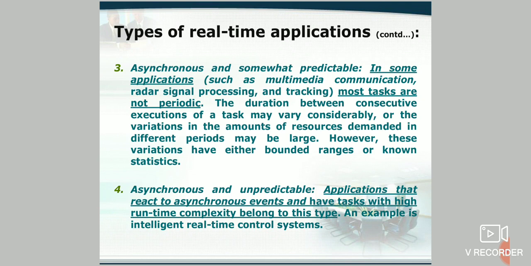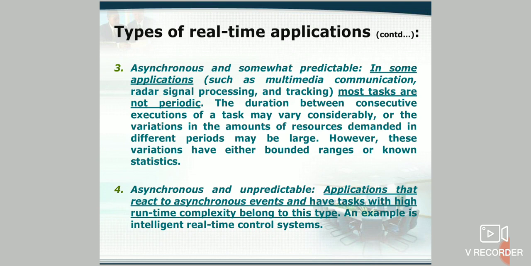Next is the asynchronous and somewhat predictable. In this category, applications like multimedia applications, radar signal processing applications and tracking systems have most tasks that are not periodic. Sometimes we use the radar signal for detection of an object, and we may not send the signal regularly. If there is a chance of objects in the particular radar signal area, then we use the radar signal for detection of an object. So this kind of scenario is basically non-periodic and asynchronous. The duration between consecutive executions of a task may vary considerably, so there is no relationship between the first event and the next events.